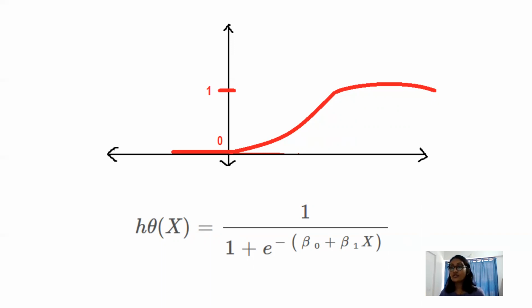Also, I want you to note the behavior of the sigmoid function. When theta transpose x becomes very big, the value of the sigmoid becomes 1. When theta transpose x becomes very small, the value of the sigmoid becomes equal to 0.